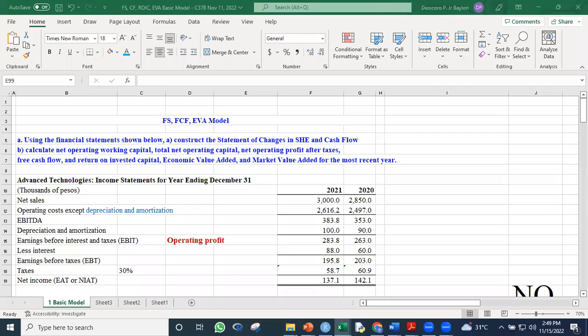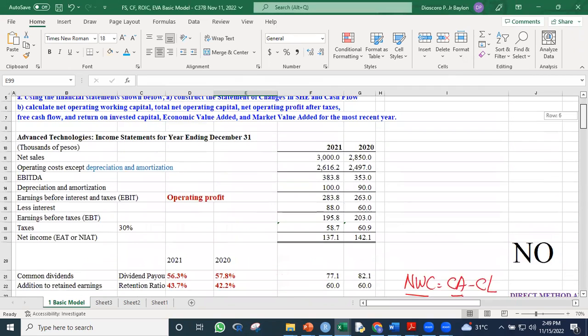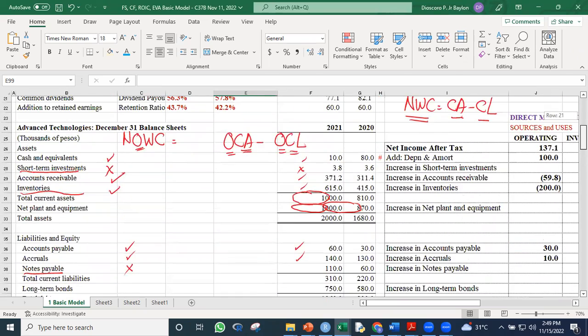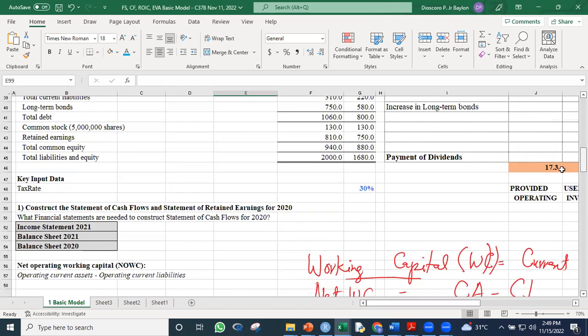Good afternoon once again. Today we're going to continue our discussion on financial statements analysis. And so far, what we have done was to learn how to compute or to prepare the statement of cash flows. We said that in order to prepare the statement of cash flows, we need the current income statement and the balance sheet, and also the balance sheet of the preceding year.